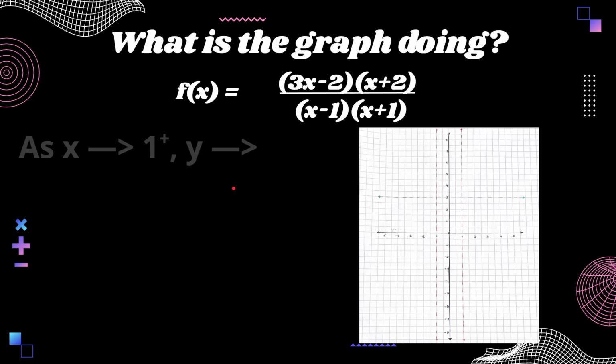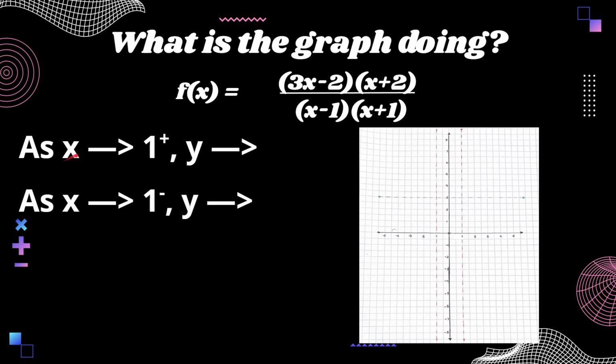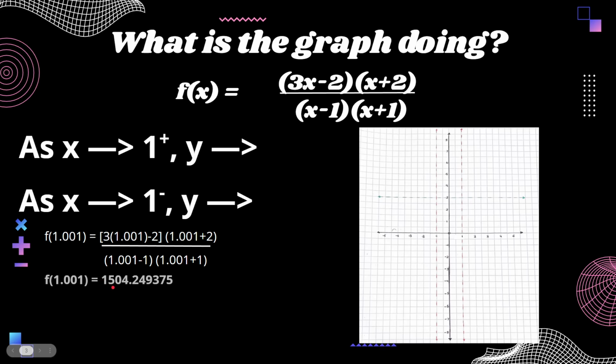Moving on, I want to figure out what my graph is doing at both my vertical asymptotes, in which I want to answer these two questions. As x is approaching positive 1 from the right, what is y doing? And as x is approaching 1 from the left, what is y doing? So here I want to pick values really close to 1, but to the right and to the left of 1. So for my first question, I pick this value, which will give me a really large positive value, which will tell me that y is approaching positive infinity during this circumstance.